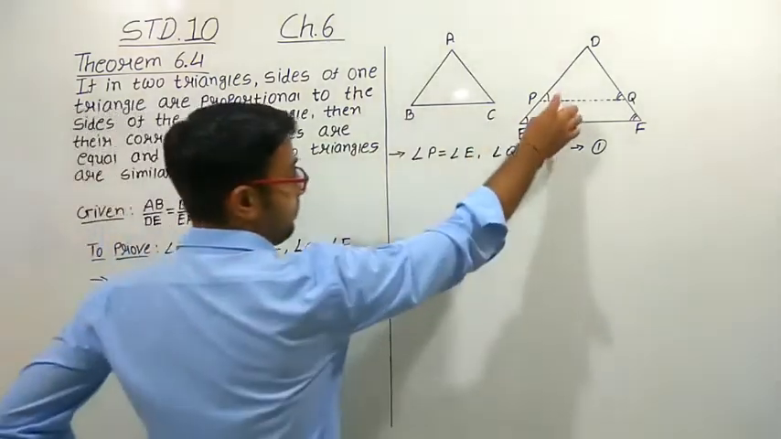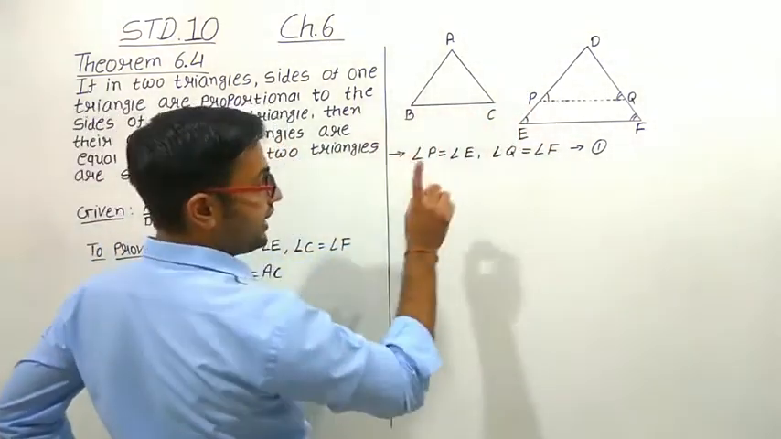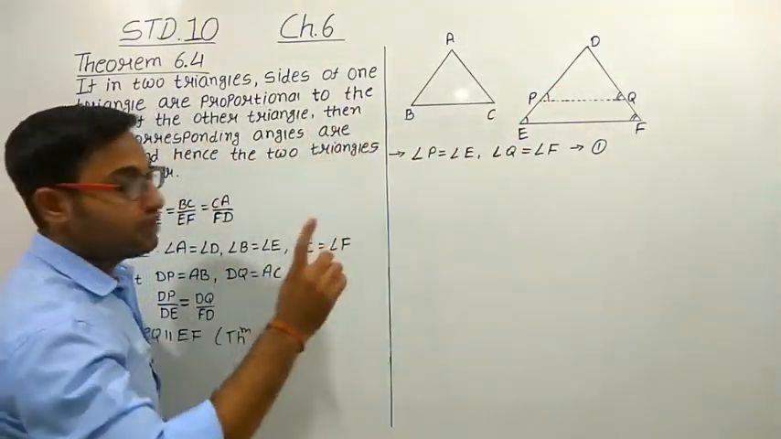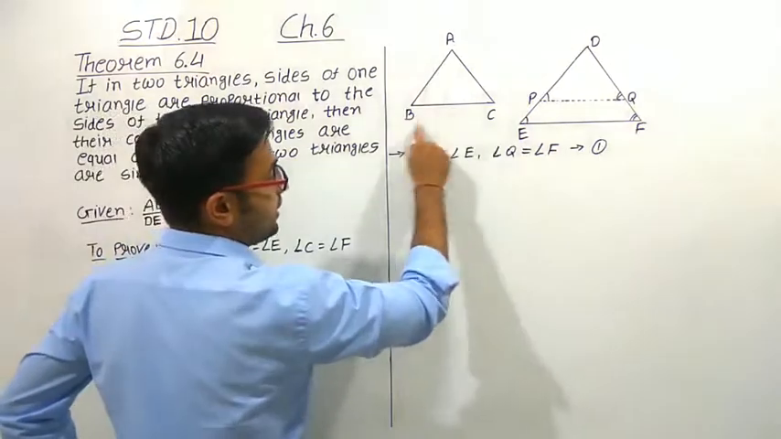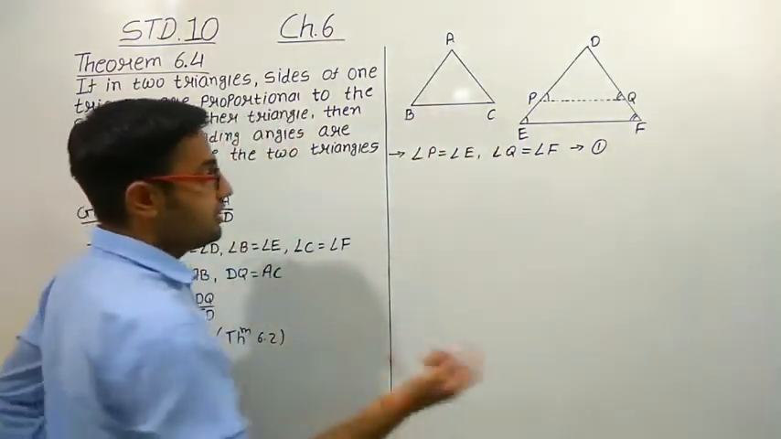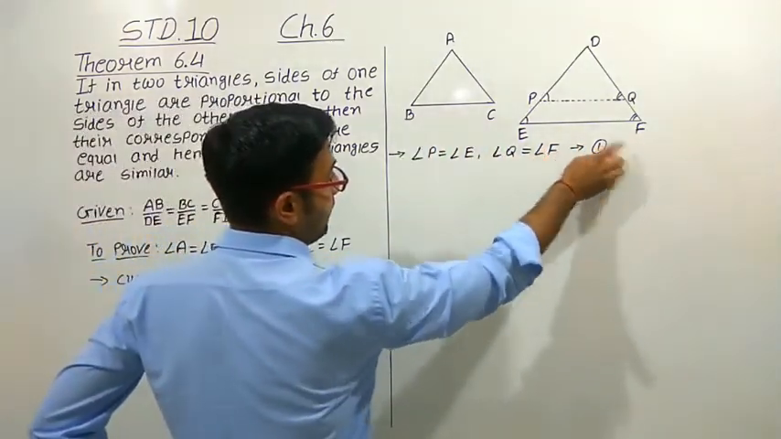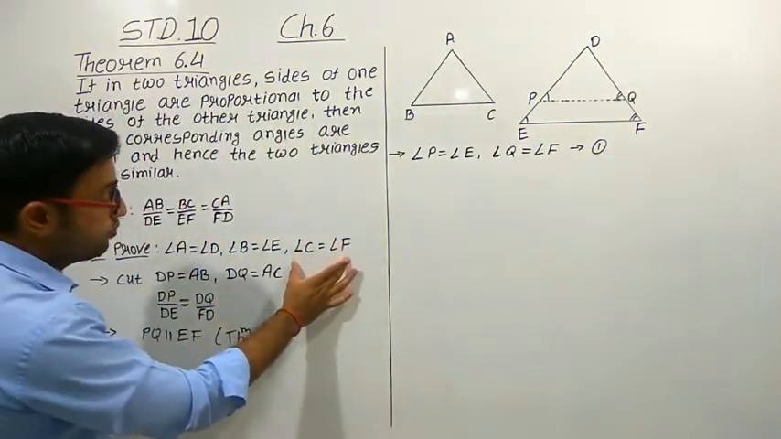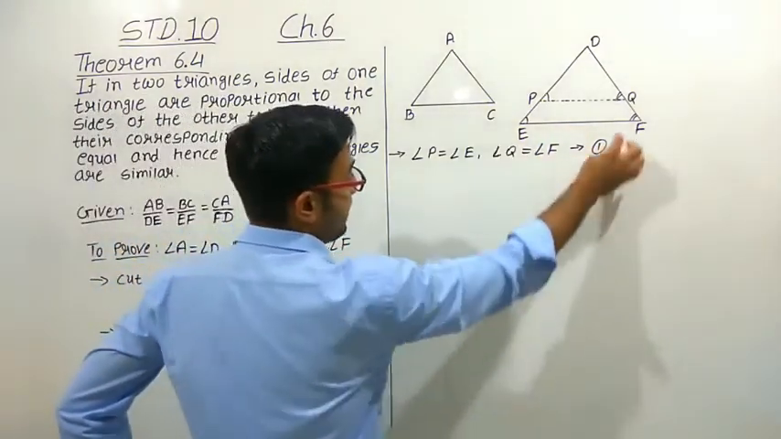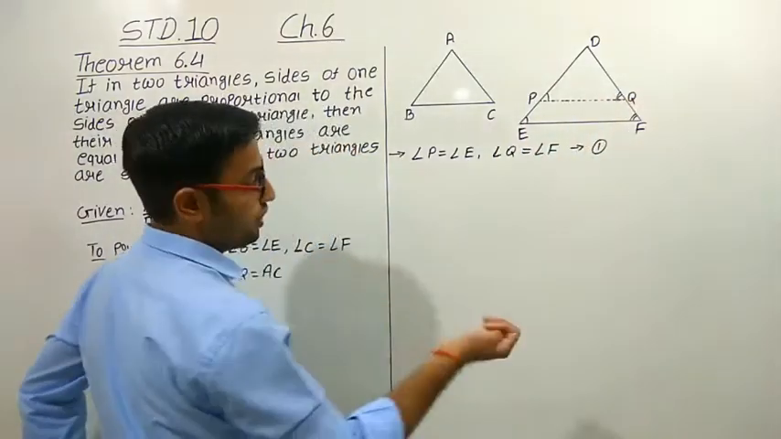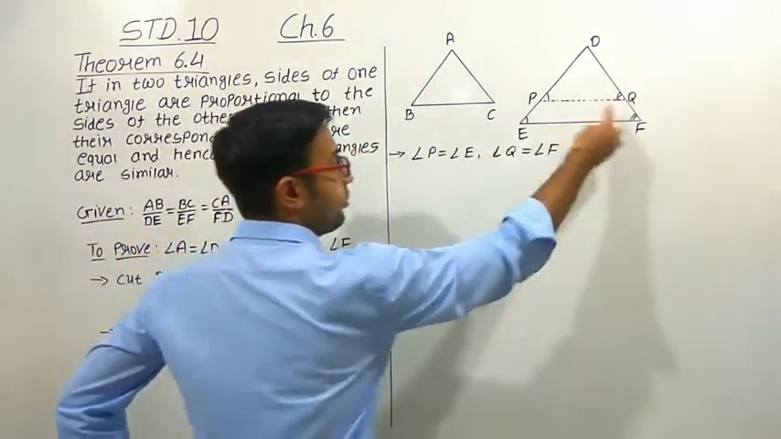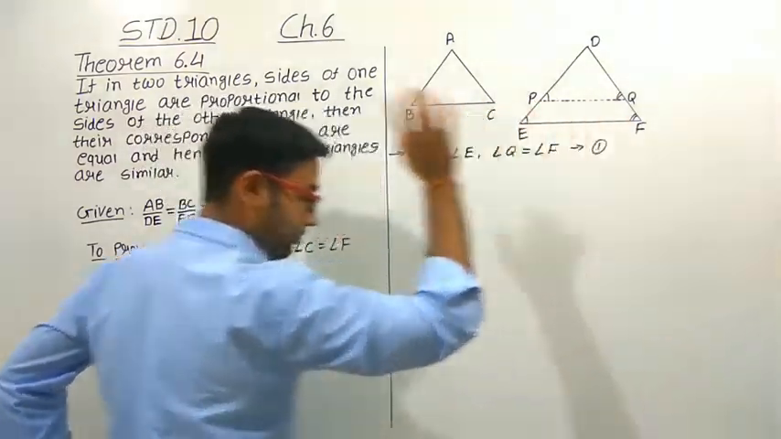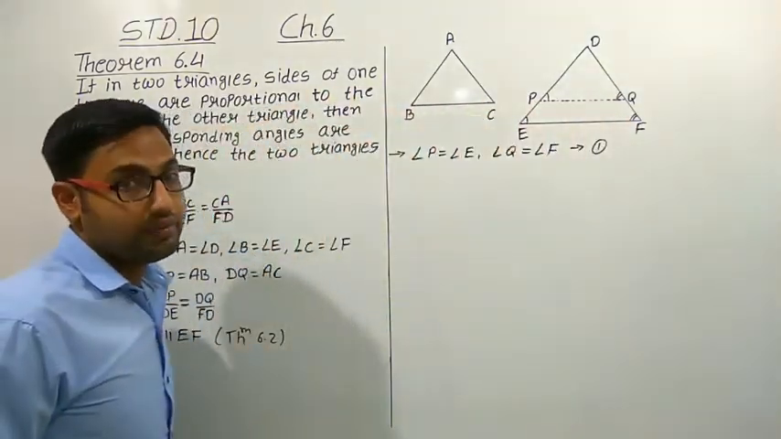But here we get P and E are equal. So if anyhow we can prove that B and P, both the angles equal, then we can show that B and E are also equal. This will also happen here. We have to prove that C and F are equal. See, we have to prove C and F are also equal, but here we get Q and F are equal. So if anyhow we can prove that C and Q are equal, then we can prove that C and F are also equal.